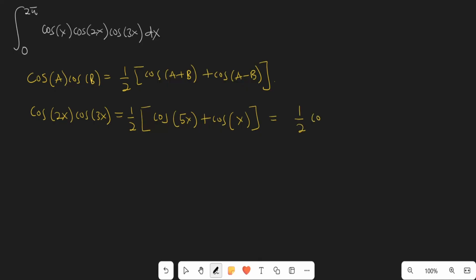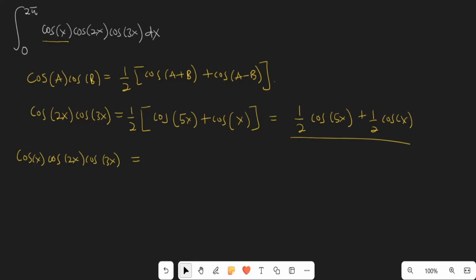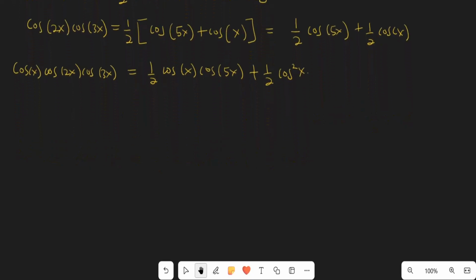So this is 1/2 cosine of 5x plus 1/2 cosine of x, right? And we are going to multiply that with cosine of x. So we have cosine of x, cosine of 2x, cosine of 3x. This one is going to be multiplied to this one now. So we are going to have 1/2 cosine of x times cosine of 5x plus 1/2 cosine square x, because cosine x times cosine x is cosine square x.